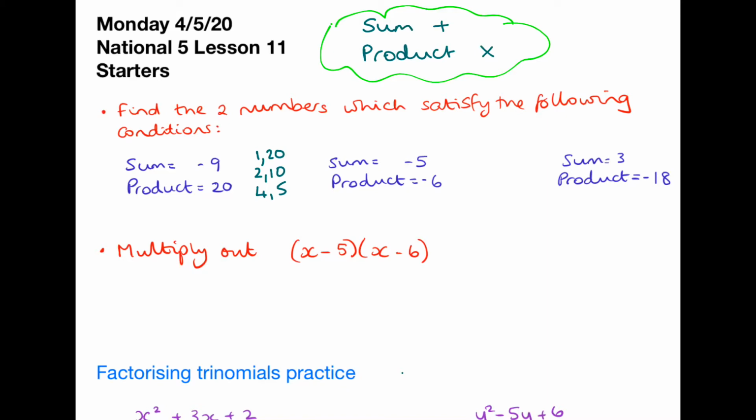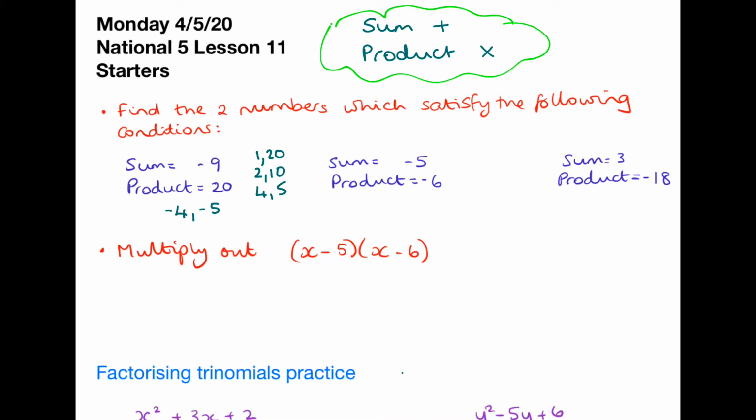So we can get a sum of -9 because these pairs can be -1 and -20, and -2 and -10, and -4 and -5. So if we look at which of these you can make 9 from, it's got to be this pair. So our answer will be -4 and -5. There are two numbers that have a sum of -9 and a product, when you multiply them together, of 20.